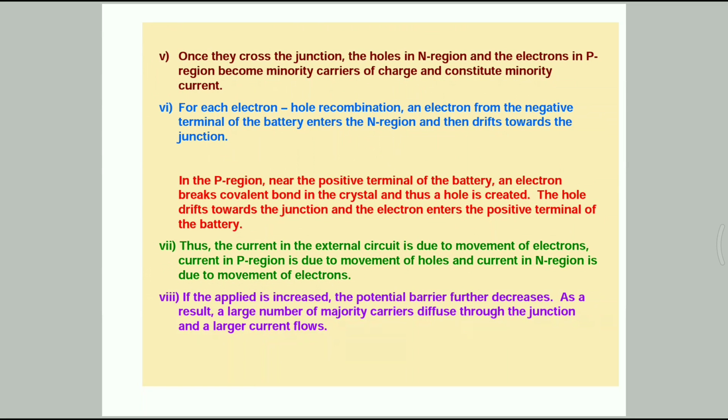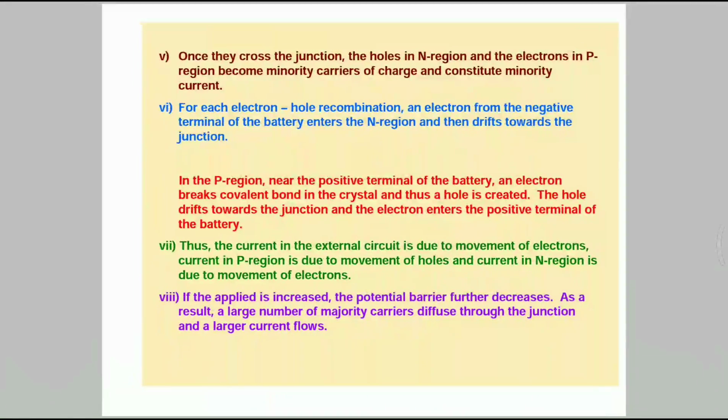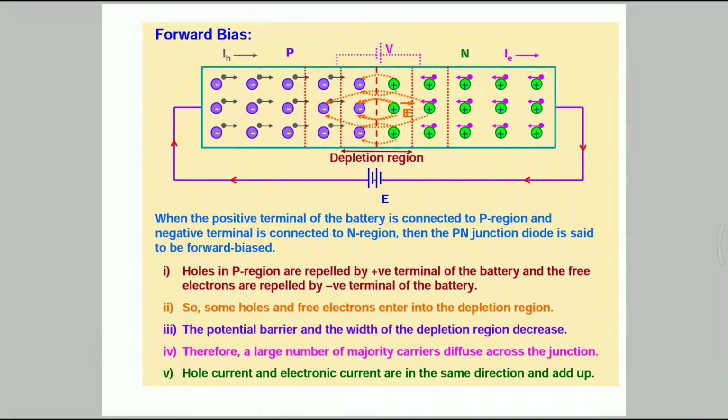If the applied potential is increased, the potential barrier decreases further. As a result, a large number of majority carriers diffuse through the junction and a large current flows. Okay, my children, this is about forward bias. A junction diode is said to be forward biased when the positive terminal of the external battery is connected to the P side and the negative terminal to the N side of the diode.